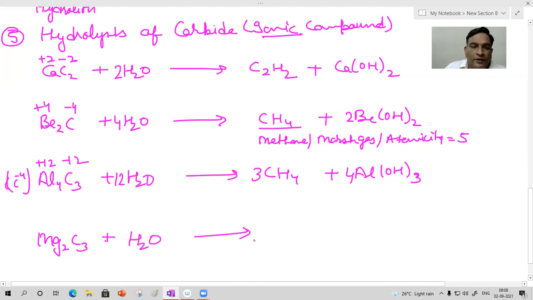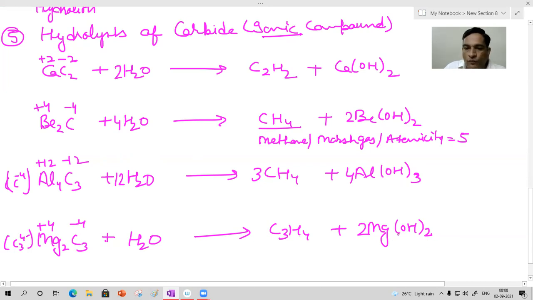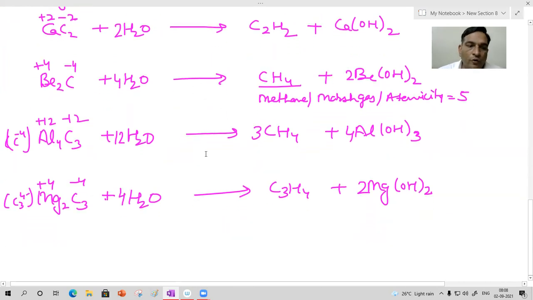Water with magnesium carbide. Definitely, 1 magnesium is +2, 2 magnesium is +4, and C3 is 4 minus. So you are adding 4H, that is C3H4 plus magnesium hydroxide. 2 magnesium, 3 carbon. How many hydrogen? 2, 4 or 4, 8. So you should add the 4. I hope it's clear. What is C3H4? Propyne.